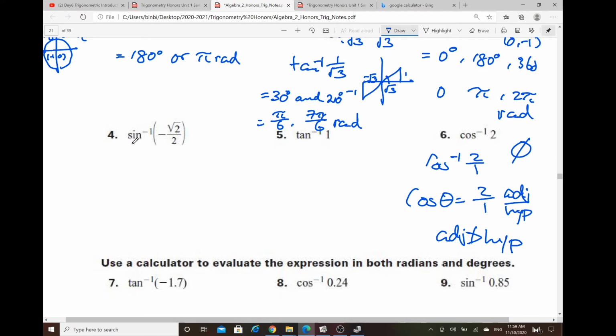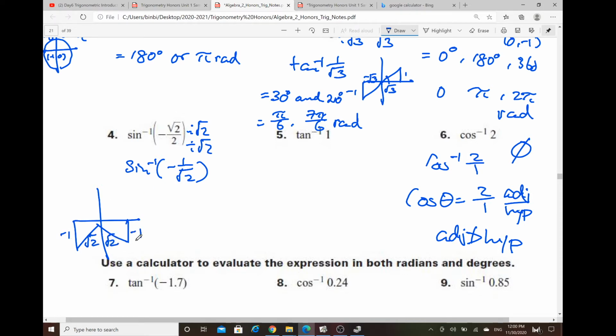So what about inverse of sine of -√2/2? Again, unrationalize it, divide by √2 top and bottom. So we do have inverse of sine of -1/√2. For sine, going back to the quadrants, All Students Take Calculus. Sine is negative, so it's either in quadrant 3 or quadrant 4. It's opposite over hypotenuse, so negative 1 over root 2.